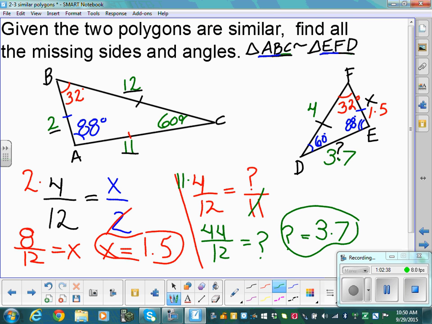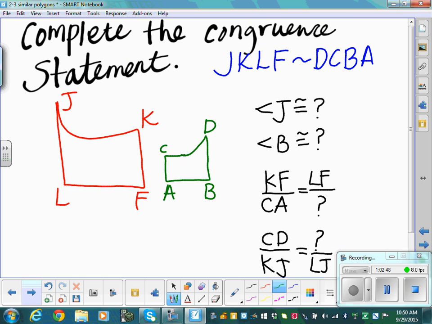I found all the sides and all the angles. To find the sides, you'll set up the ratio of corresponding sides, then cross multiply and solve. Do you feel comfortable? Okay, last one, then I'm going to let you work.